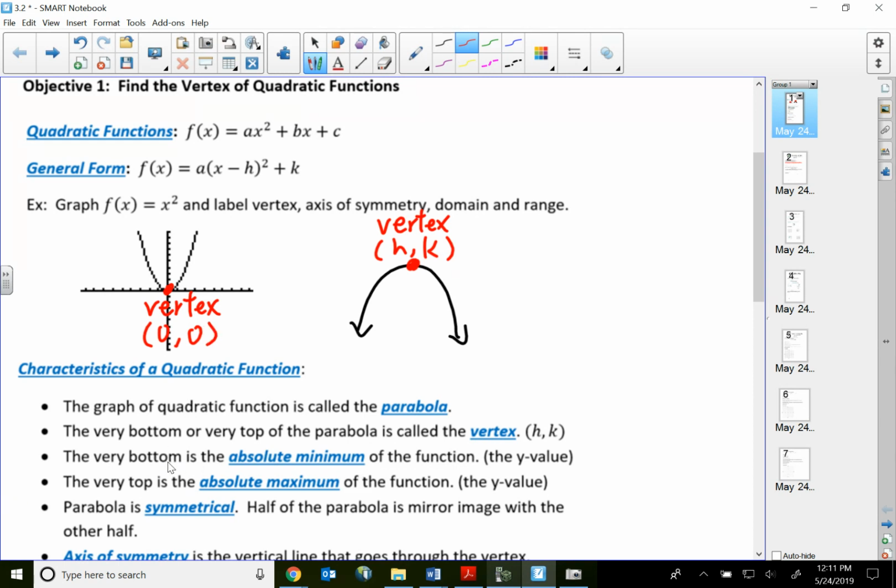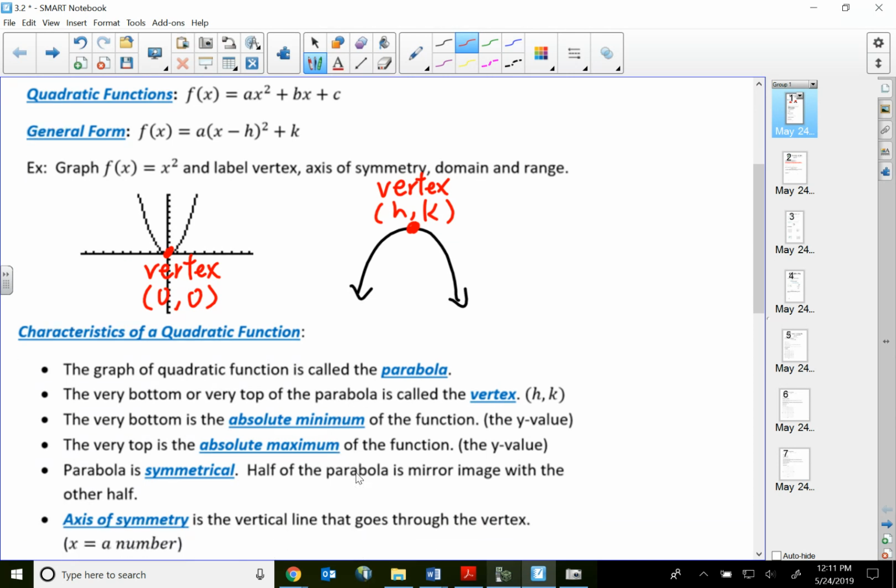In an application problem, the very bottom is called the absolute minimum. That is the lowest point of your parabola. That means the y value is the smallest y value of all y values on the parabola. If the parabola opens downward, then the very top, the vertex, is called the absolute maximum. We use the words absolute maximum and absolute minimum when we're dealing with application problems.